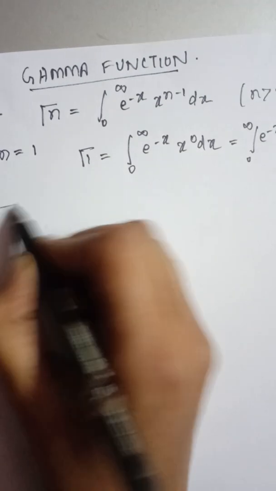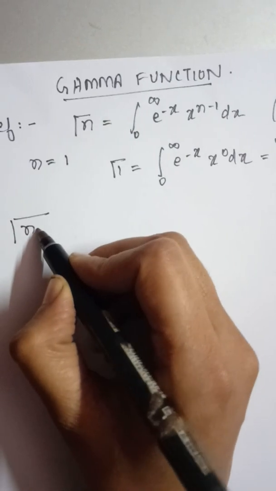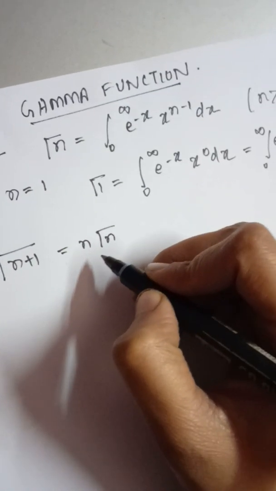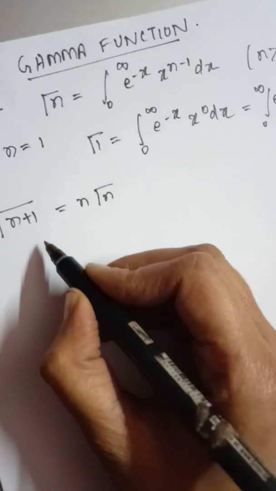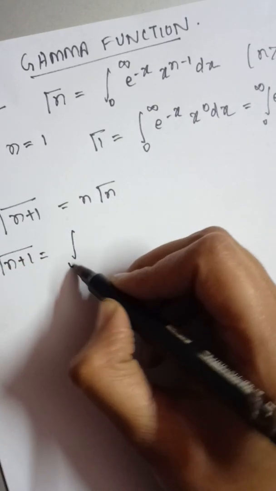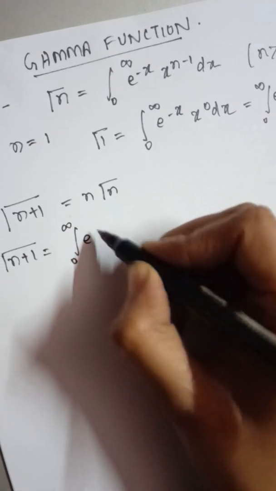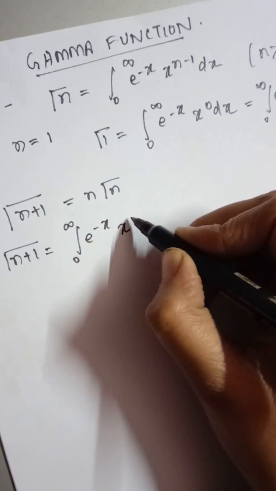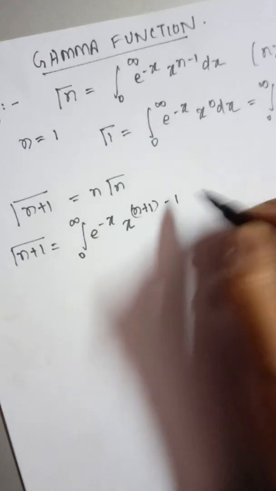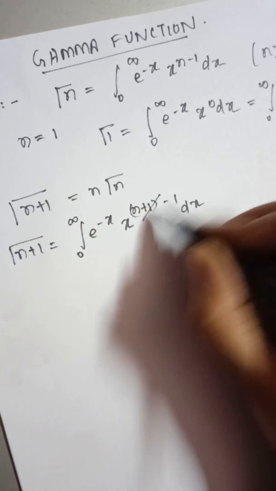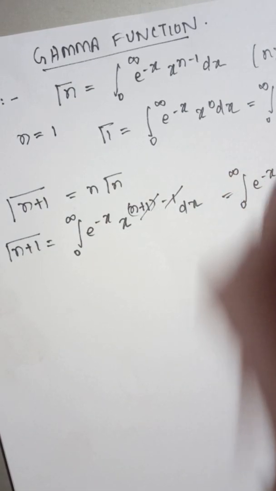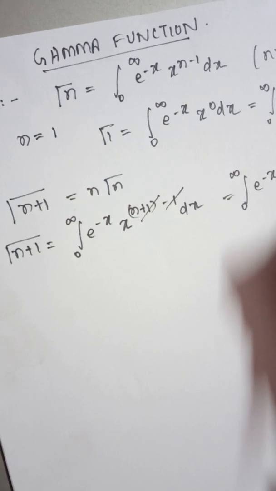Now, there is one important formula that you should know very well, that is gamma n plus 1 is equal to n gamma n. We can easily prove this as well. Since we already know the definition of gamma n, in a similar fashion, we can write it for gamma n plus 1. The only thing you need to remember is that instead of n, you have to substitute n plus 1. So we can see this gets cancelled and we are left with the integral from 0 to infinity of e to the power minus x, x to the power n dx.